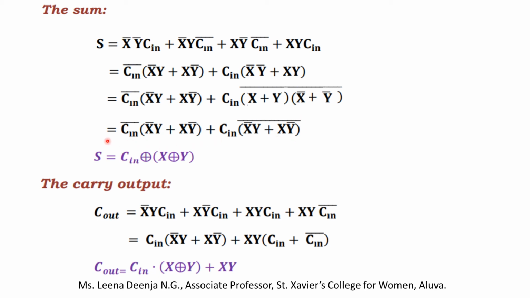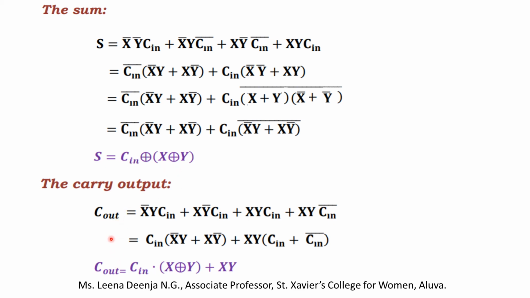Now we can see that the sum equal to, here the first term C in bar, here it is C in. Here the second term is X bar Y or X Y bar, here it is X bar Y or X Y bar whole bar. So this is actually C in or this is actually X or Y. So our S is now equal to C in or X or Y.